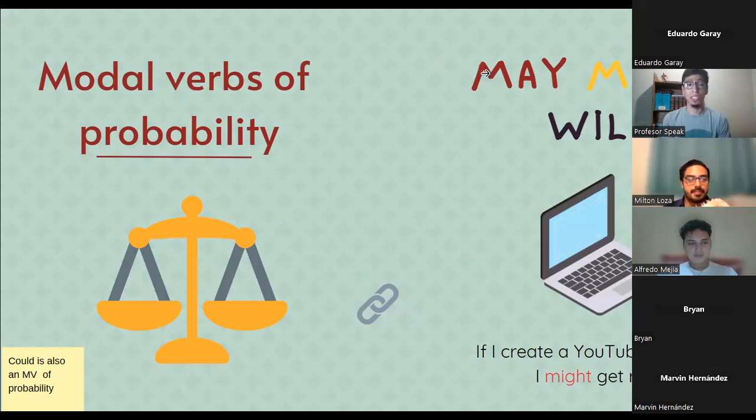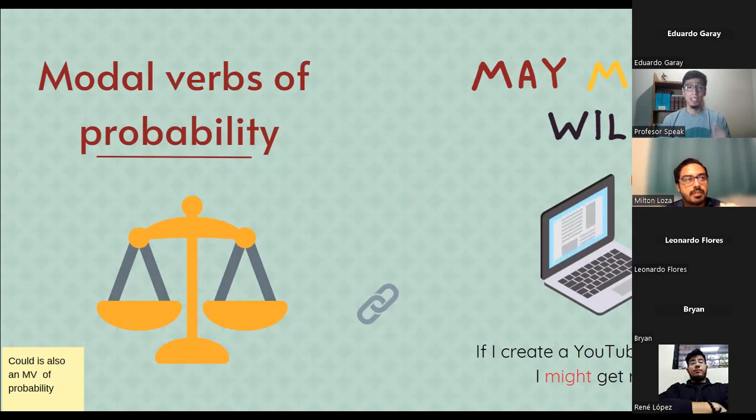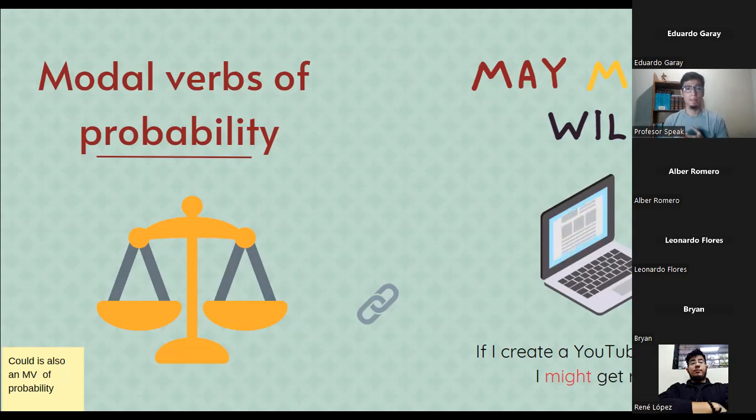Perfect. And now we are going to start with this. Modal verbs of probability. Can you mention some modal verbs of probability, guys? Could, may, would, might, and will. Okay, guys, will is an auxiliary verb, but it's also a modal verb. So right now we are going to see will as a modal verb.